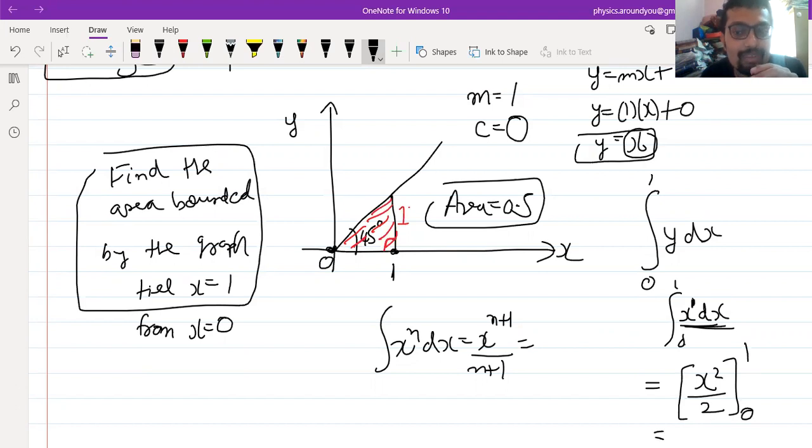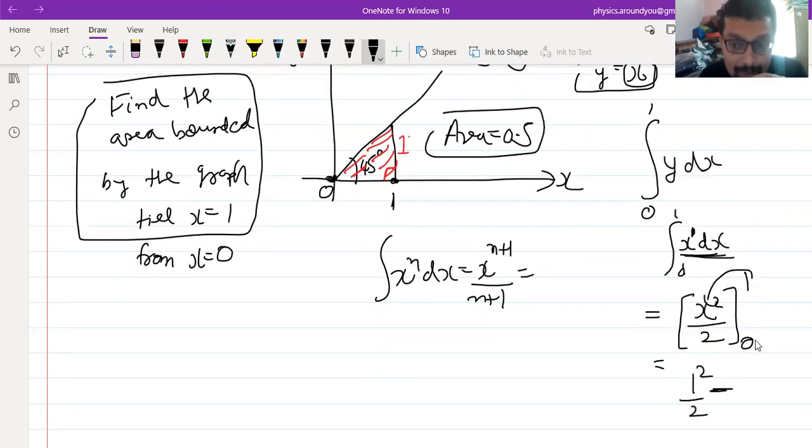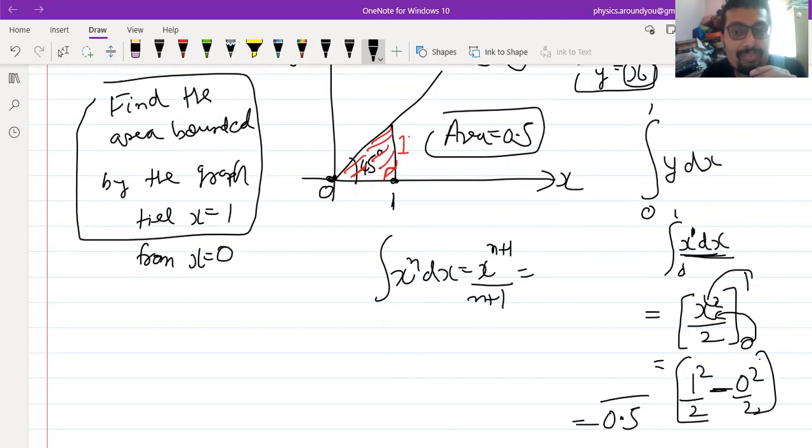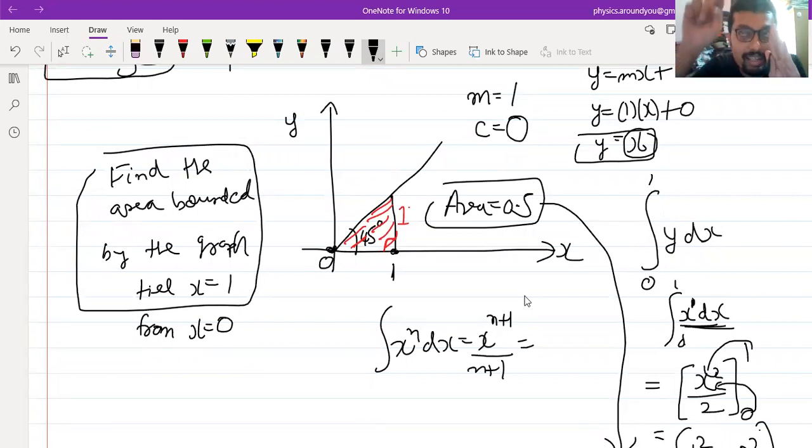How do you simplify this? Put 1 in place of x, so 1 square by 2, minus, put 0, 0 square by 2. So what do you get now? 0.5, sir. Aren't they the same? Yes, sir. This is the physical meaning or the geometrical meaning of integration. So whenever we are performing integrals, we are adding all the small areas to find the area bounded by the curve.